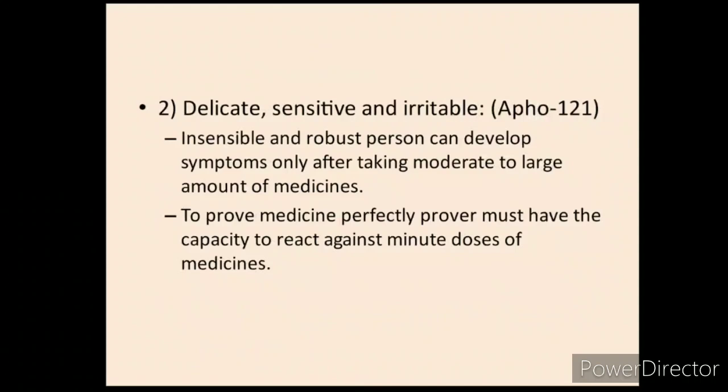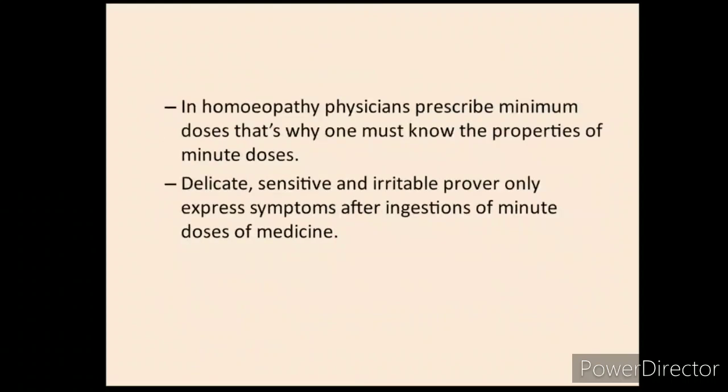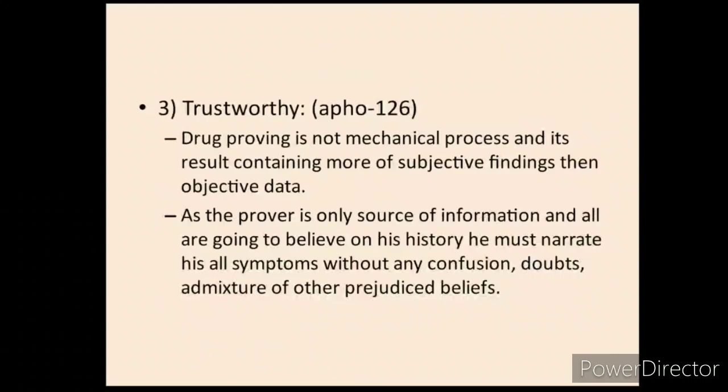The second quality of a prover is, we need a delicate, sensitive and irritable prover, so a minute dose of medicine can produce an effect in a very good manner. This quality is given in aphorism number 121 of Organon of Medicine. The third quality, which is given in aphorism number 126, is that the prover must be trustworthy.